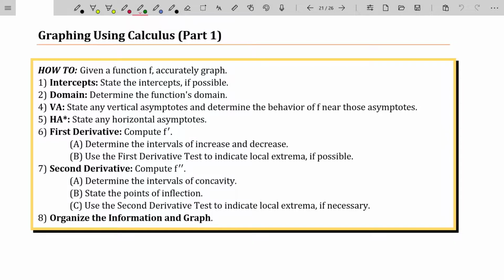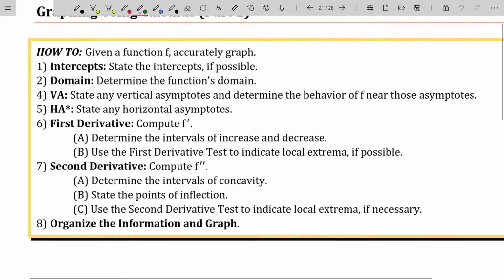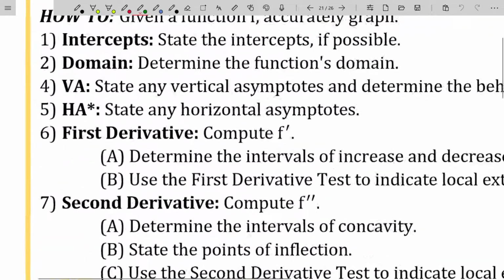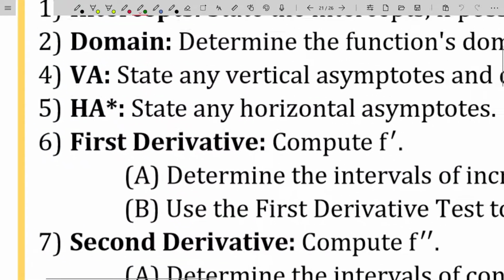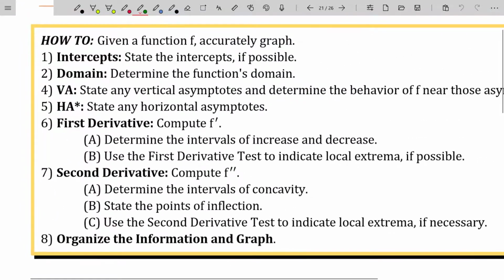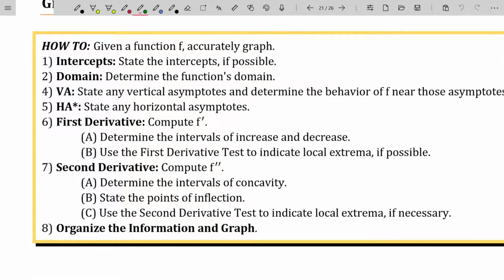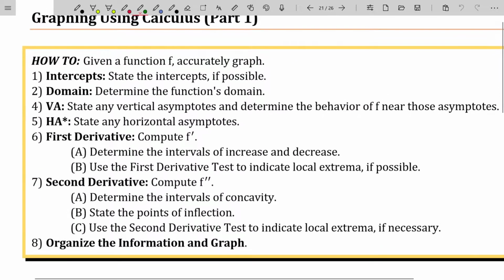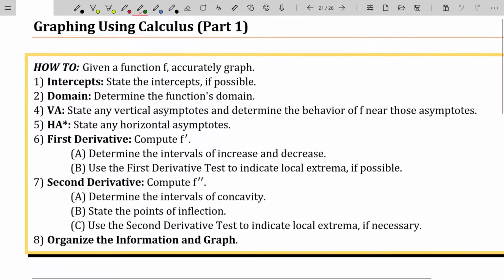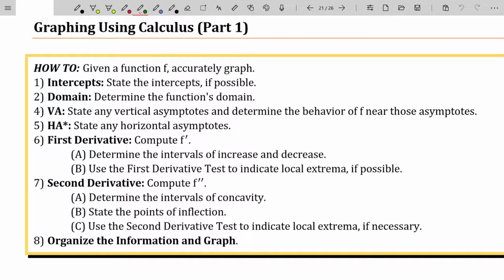Now, this is not the finalized list of how to accurately graph a function. There is one little exception, and that's this asterisk that you can see right here. The tendency of a function as x goes to plus or minus infinity is a topic reserved for a different section or a different video. But we're going to get as much of our graphing skills solidified at this moment.